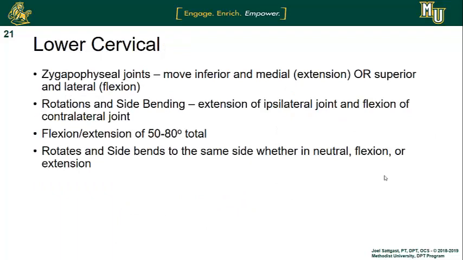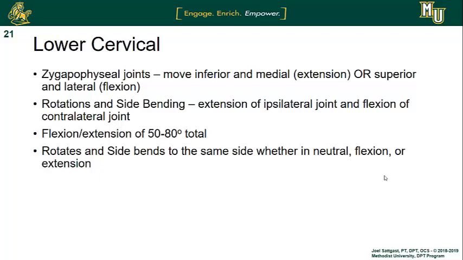Moving then into the lower cervical spine, again, the zygapophyseal joints are going to move inferior and medially with extension, or superiorly and laterally with flexion. And again, they're going to be coupled such that extension of the ipsilateral joint and flexion of the contralateral joint are going to occur with rotation and side bending. Flexion and extension is approximately a 50 to 80 degree total arc. We'll discuss that flexion has somewhere between 50 and 60 degrees. Extension has closer to 45 to 50 degrees.